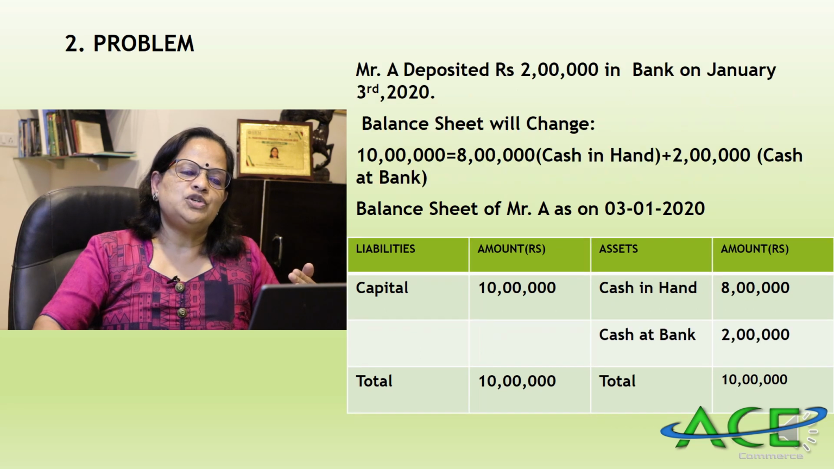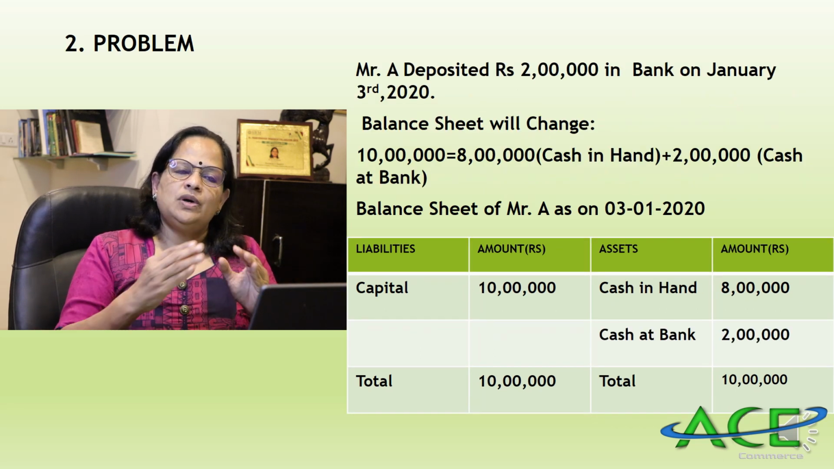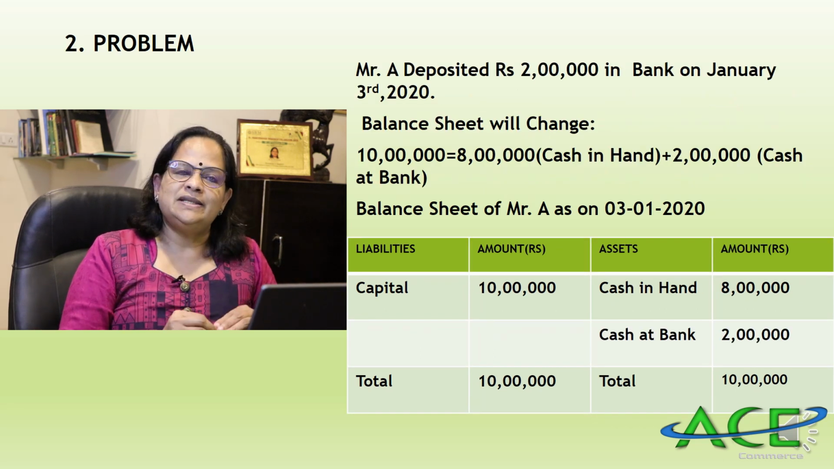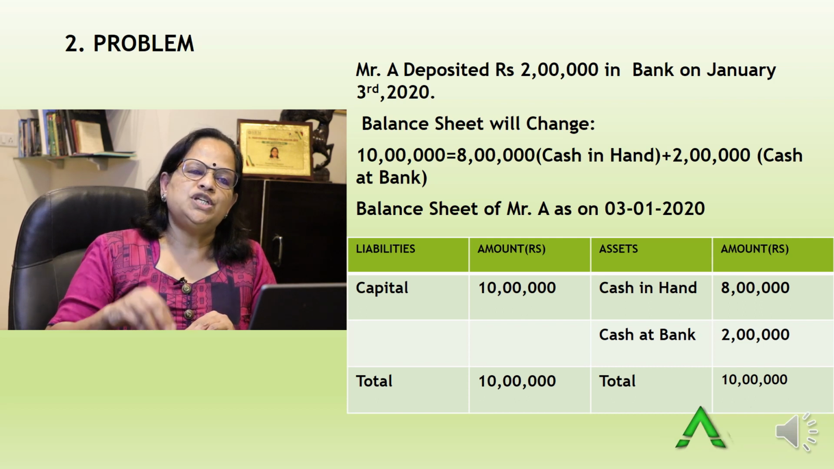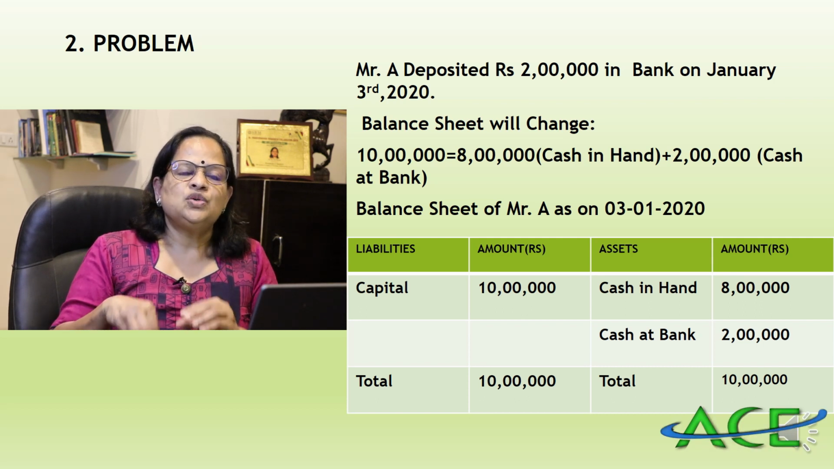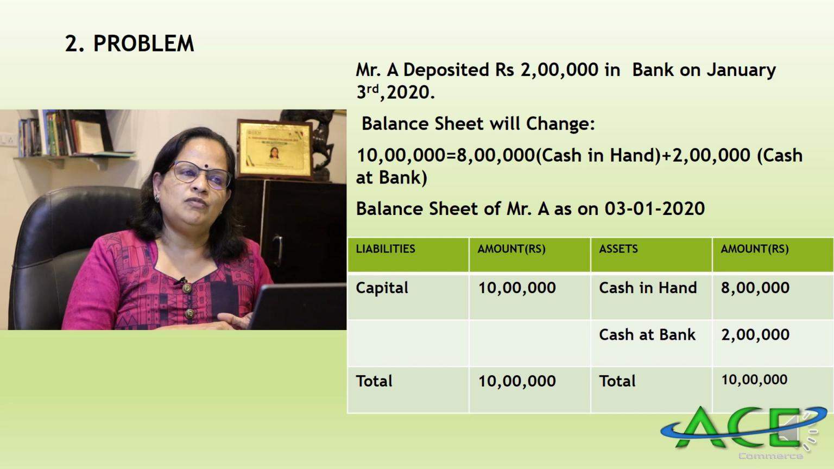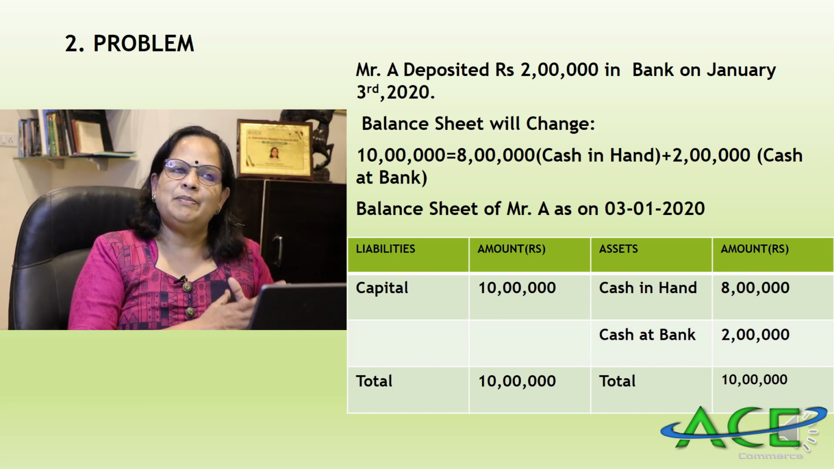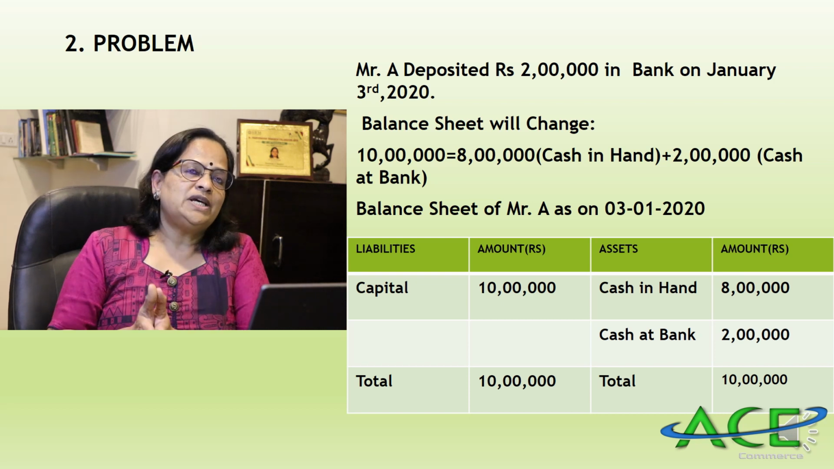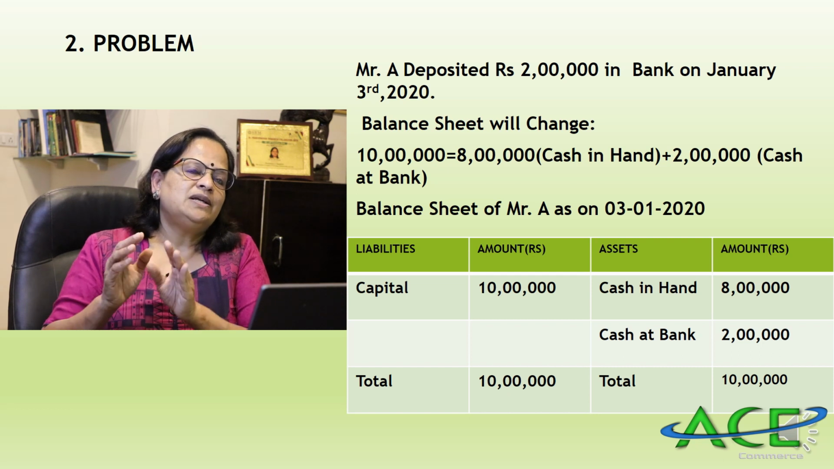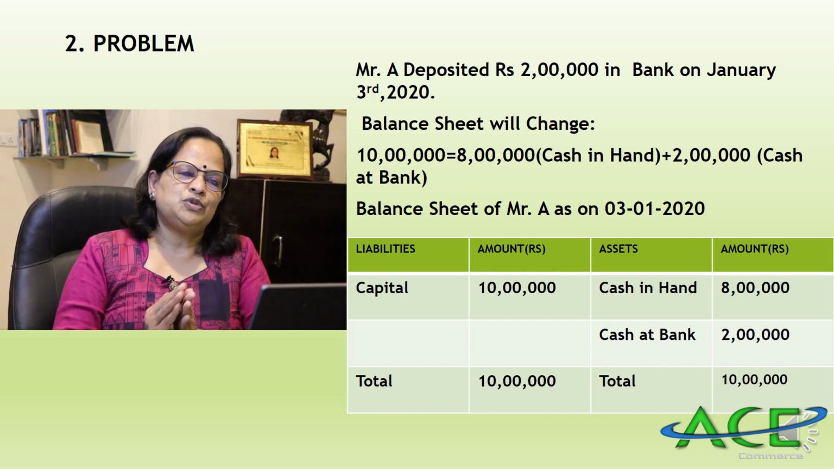So now you are going to make some change in this. After 2 days, imagine that this proprietor is depositing 2 lakhs in the bank. So now you have to see what all will change. Whether capital will change? Capital will not change, because now there is a change in the cash in hand. 10 lakhs cash, 2 lakhs they are depositing in the bank.